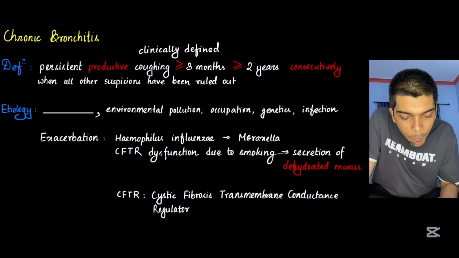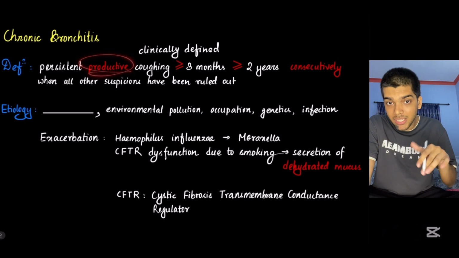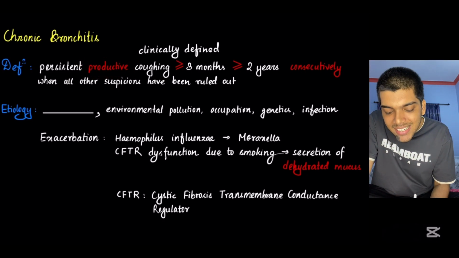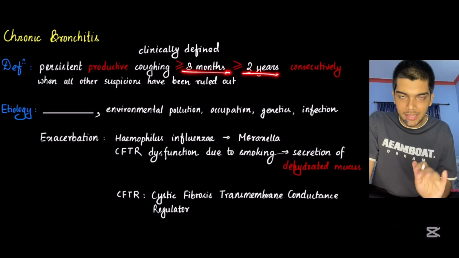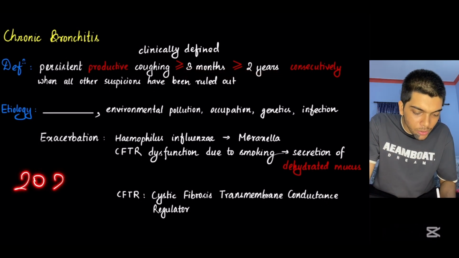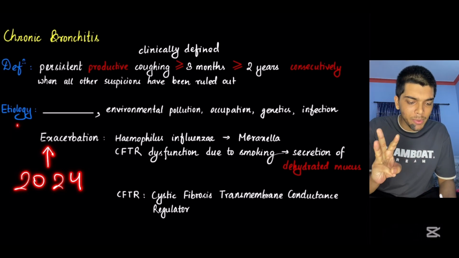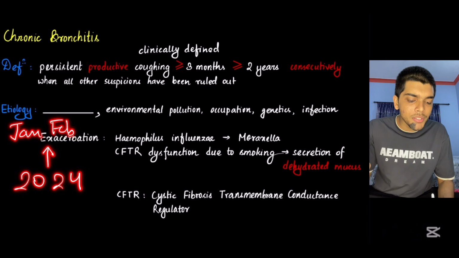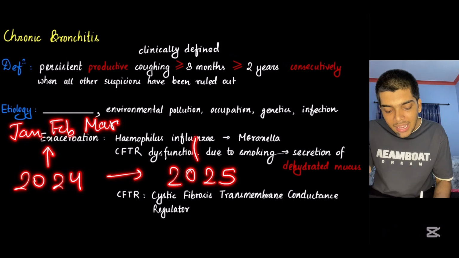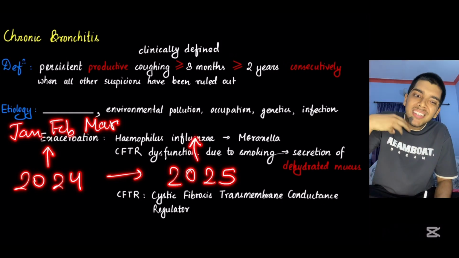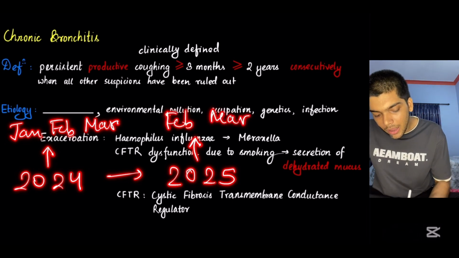So there is persistent productive coughing. That is, there is cough with mucus, for at least 3 consecutive months, for at least 2 consecutive years. This means, let's say this is 2024 and the patient has had coughing for 3 consecutive months, maybe January, February, and then March. And then again in 2025, he had coughing for another 3 consecutive months, maybe February, March, and then April.